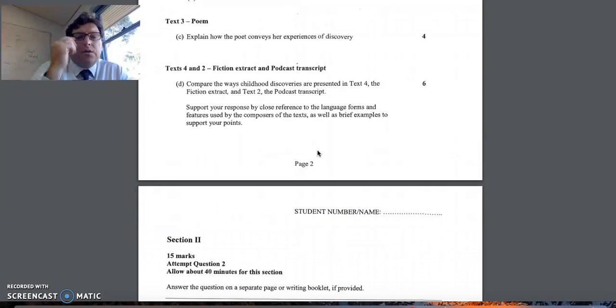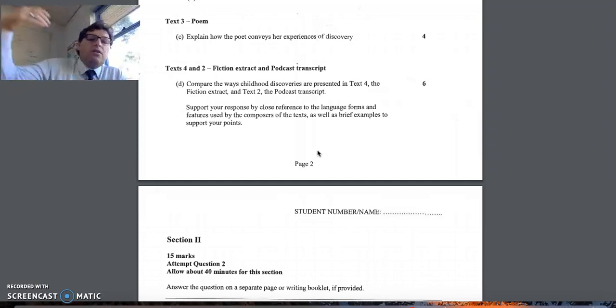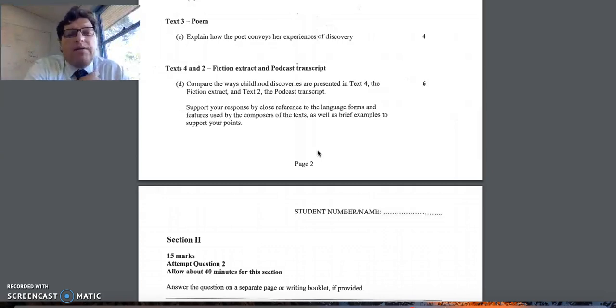And finally, of course, this fiction extract and podcast transcript, which comes into the last question. And sometimes you'll get a question on the fiction and then you're asked to evaluate. This one is asking you to compare the way childhood discoveries are presented in text 4 and text 2. Simple as that. You're forcing your hand as to where the 6-mark question is. And at 6 marks, it is a mini essay. That's 6 marks out of 15. That is pretty much almost 50%, not quite, but almost 50% of that section.